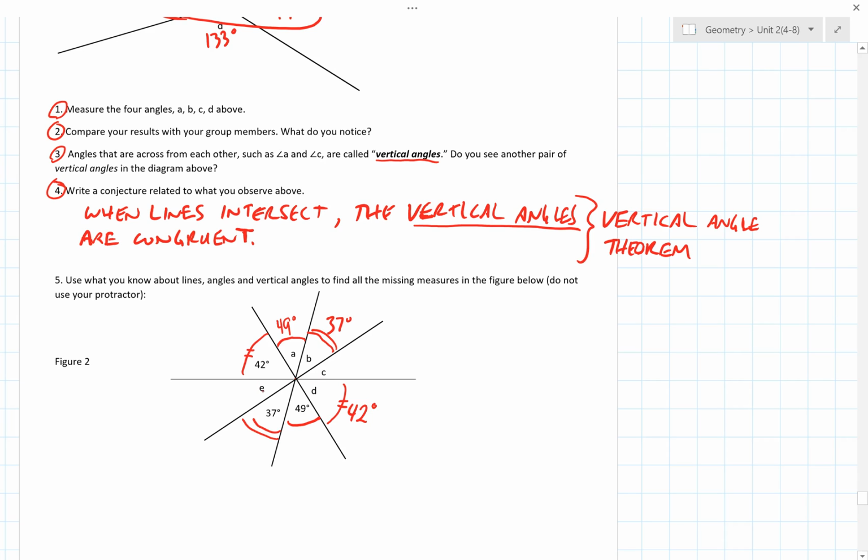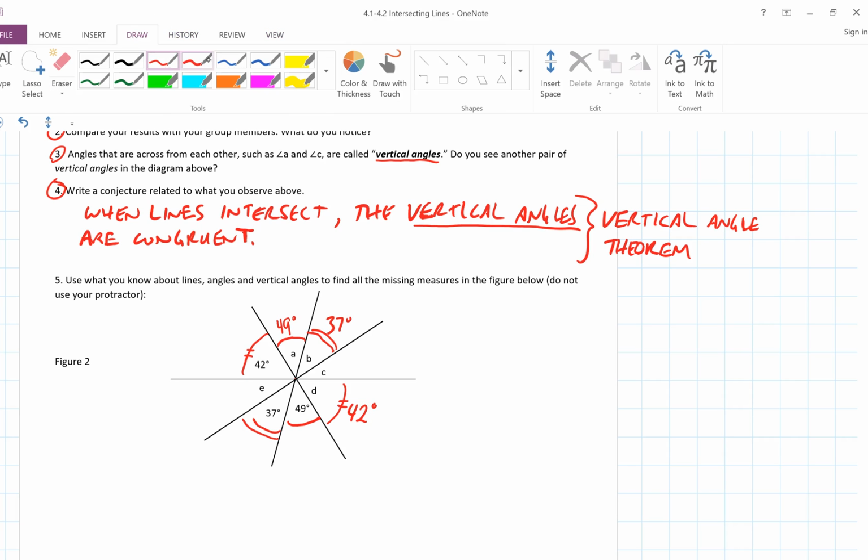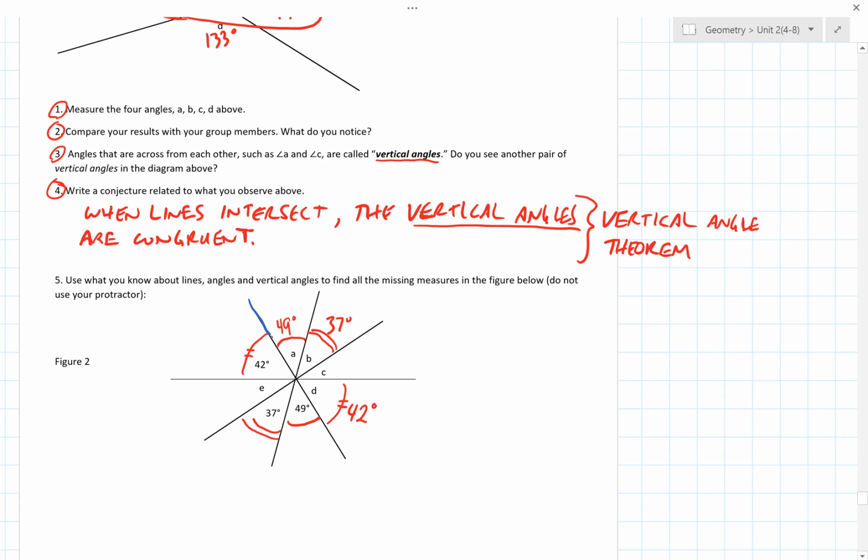Unfortunately for E and C, we don't know either one at the moment, so we can't use the vertical angle theorem to get E and C, but we can use the fact that we have some straight lines, and we know that the angles completing this straight line have to add up to 180 degrees. So that means 49 plus 37 plus angle C plus 42 has to add up to 180 degrees.